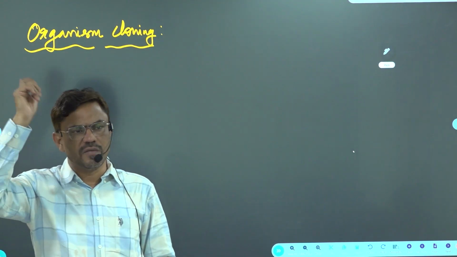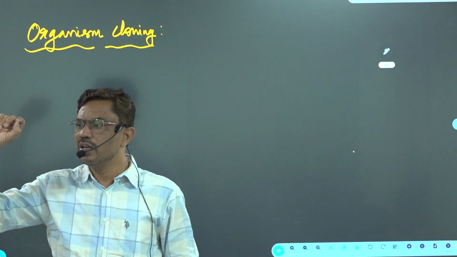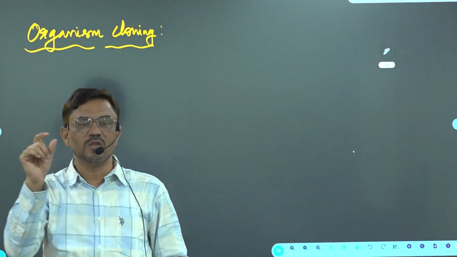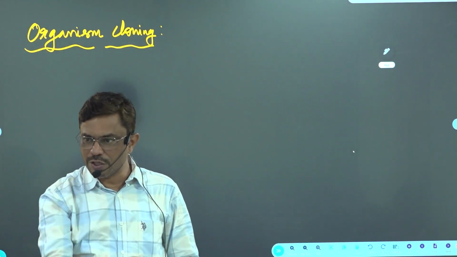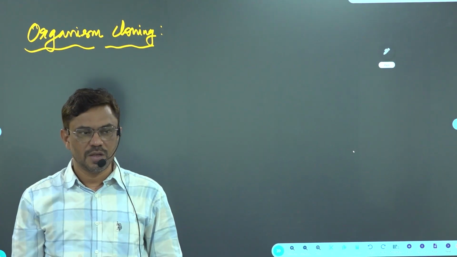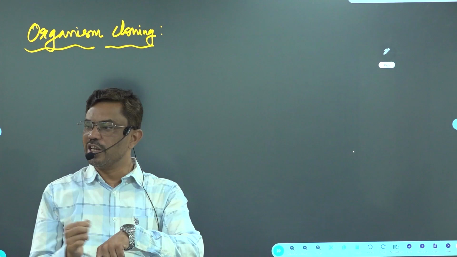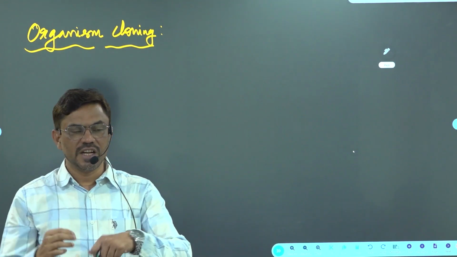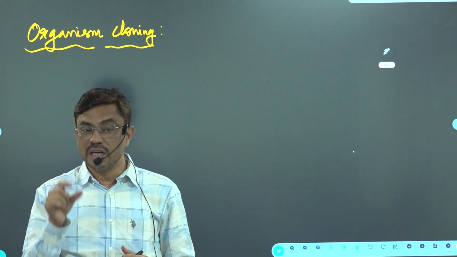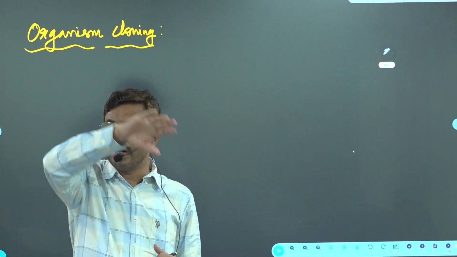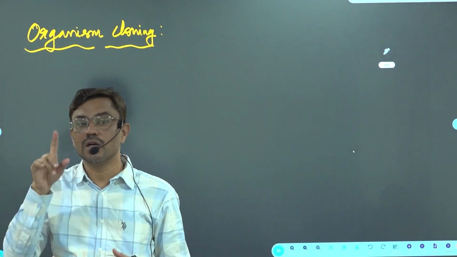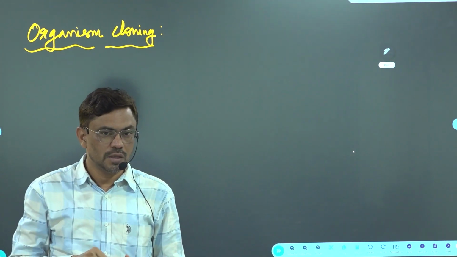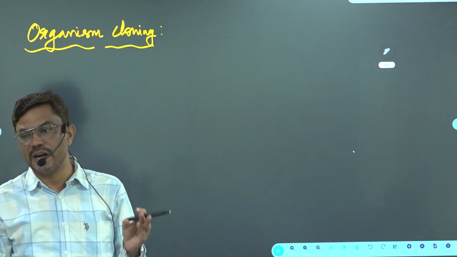Suppose you take a hair follicle. From this hair follicle, you can extract the DNA molecule. By using the DNA, you can produce the whole structure, the whole organism. Or you can take the DNA from a tissue, from a skin cell, from any part of our body. The DNA is enough to produce the entire organism. That we call organism cloning. Here, human cloning is banned.